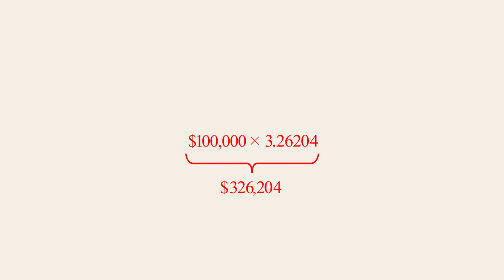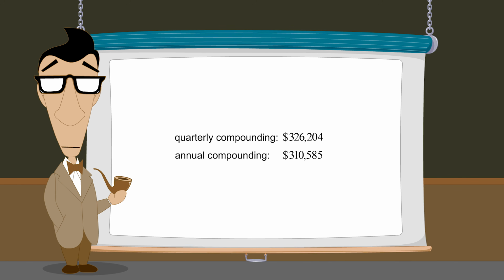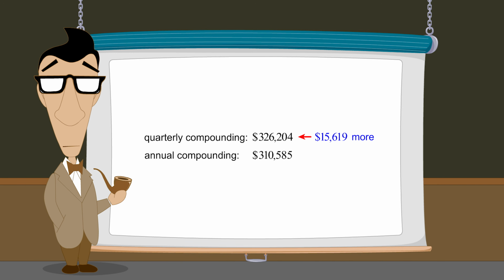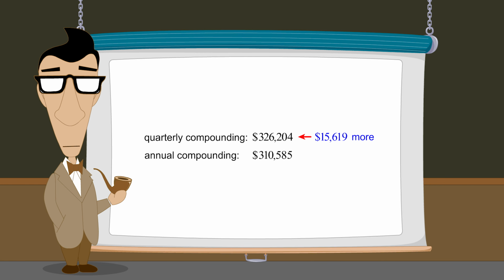with quarterly compounding, our initial $100,000 has grown to $326,204. Compared to annual compounding, compounding once a quarter produces $15,619 more than compounding once a year. Now let's see how this compares with monthly compounding.